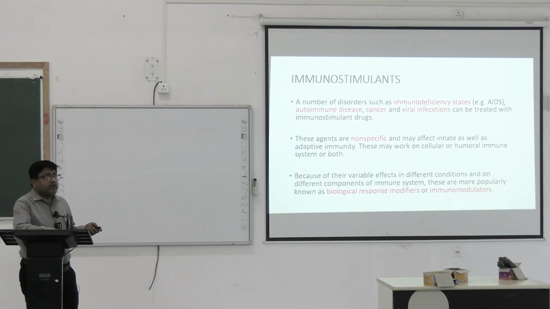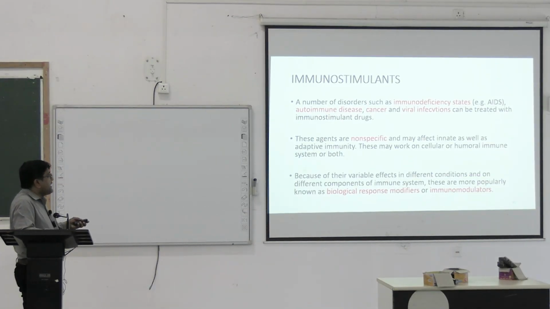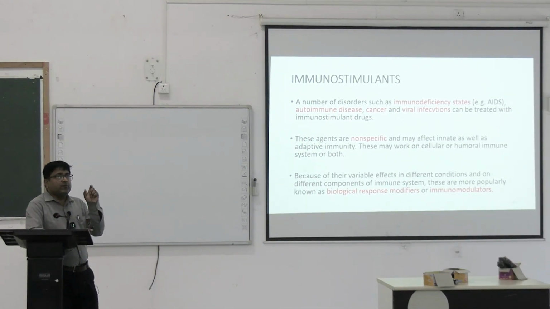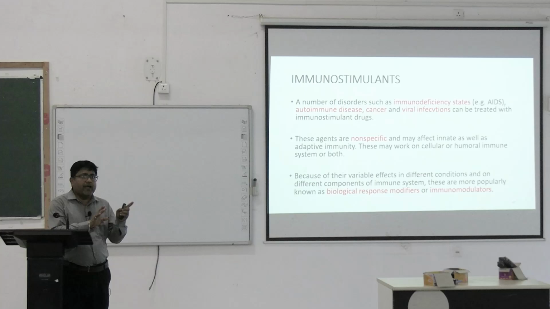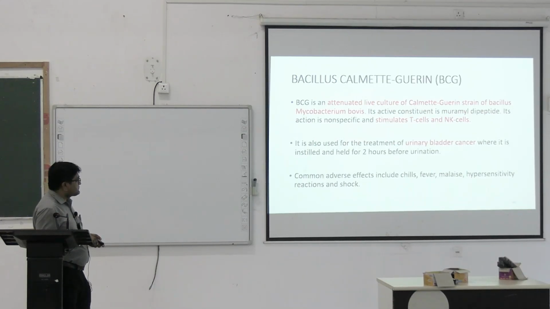Coming to the next group of drugs, immunostimulants. A number of disorders such as immunodeficiency states like AIDS, autoimmune disease, cancer and viral infections can be treated with immunostimulant drugs. These agents are non-specific, they affect both cellular and humoral immunity, and they are also called biological response modifiers or immunomodulators. Number 1, Bacillus Calmette-Guerin.